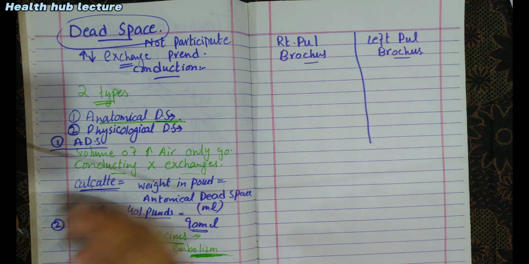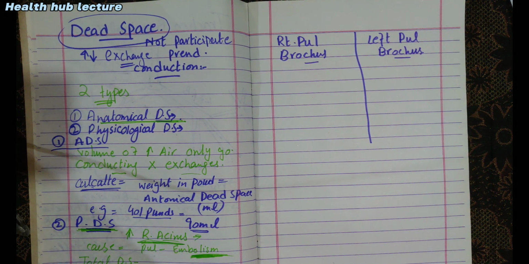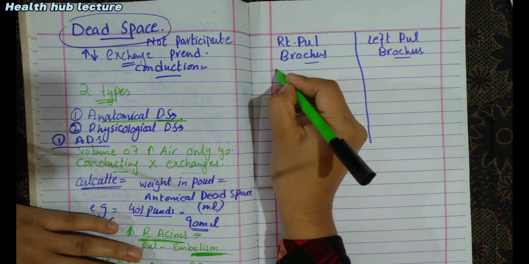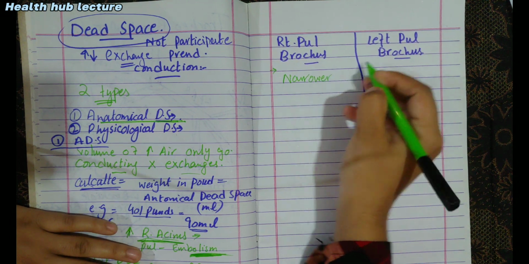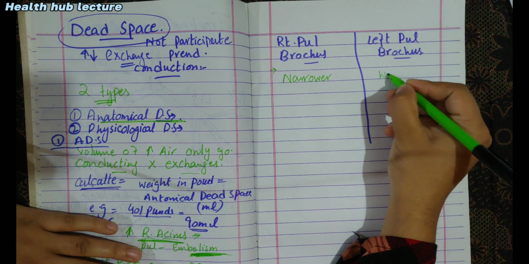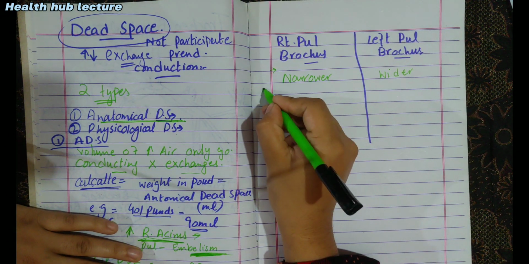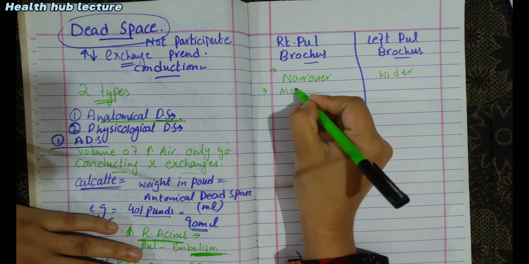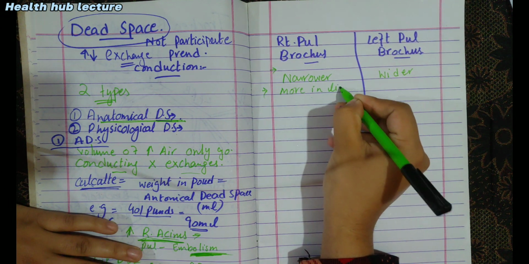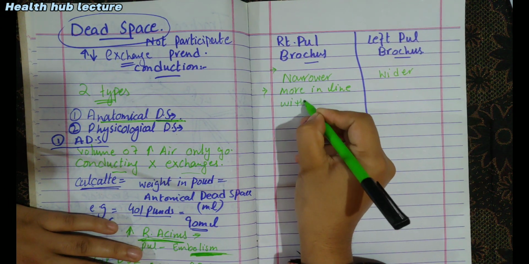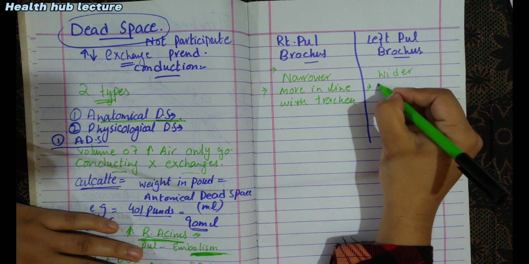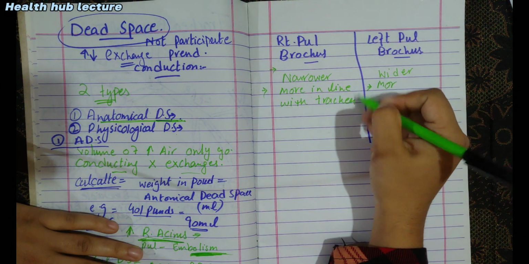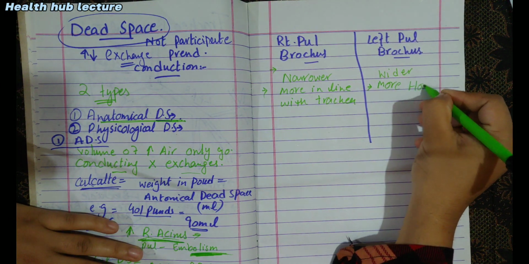Okay, now the first difference is, we compare this. In the right one, the bronchus is narrowing, and here the left one is wider. The second difference is that it's more in line with the trachea. And this one is more horizontal. This one is vertical and this one is horizontal.